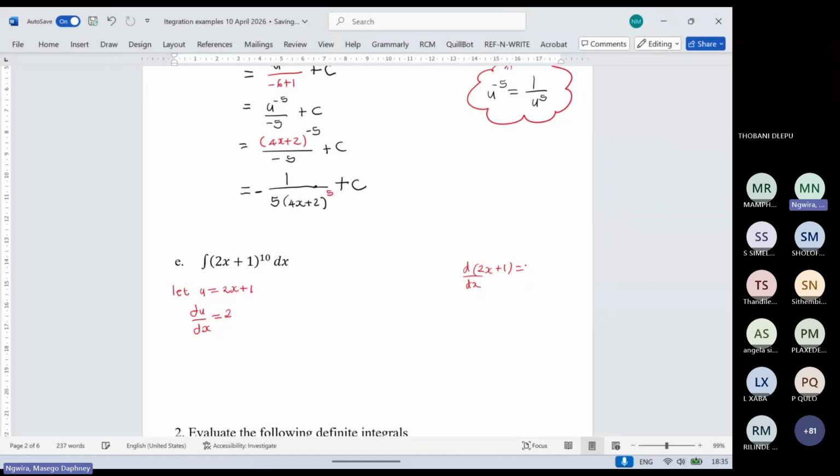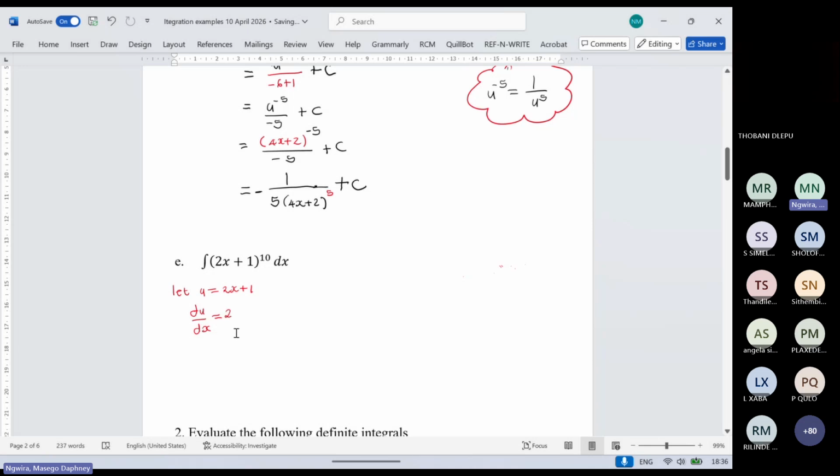this is equal to 2x to the power of 1 minus 1. Okay, let me not do this. This will take me more time. So the derivative of 2x is 2. The derivative of 1 is 0. Let me not do this, this will take me the whole day. Okay, so this will be 2.